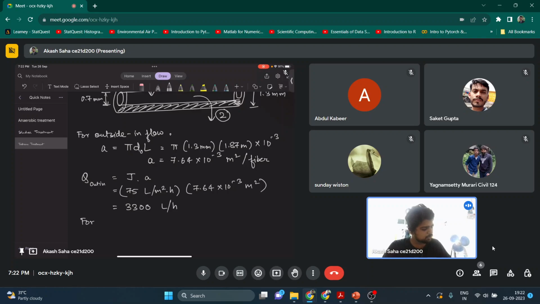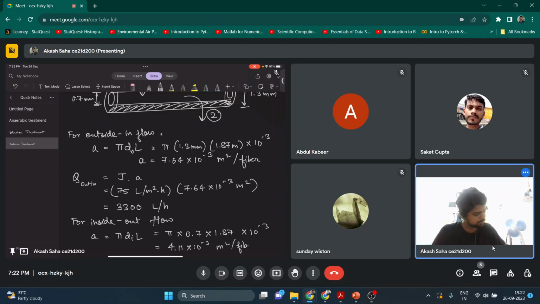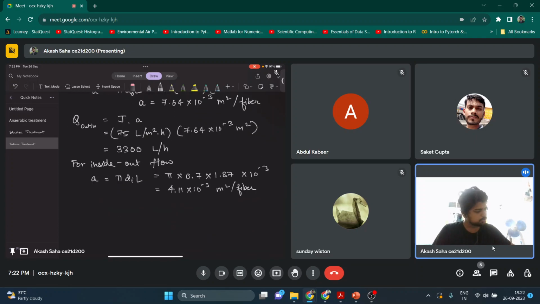Now for inside outflow, it is flowing from inside to outside. So now area will be pi d inside L. Again it will be pi into 0.7 into 1.87 into 10 to the power minus 3. So it will be 4.11 into 10 to the power minus 3 meter square per fiber. In the last case, I didn't multiply it by the number of fibers, that is 5760. So I have to multiply by the number of fibers for the total water production.